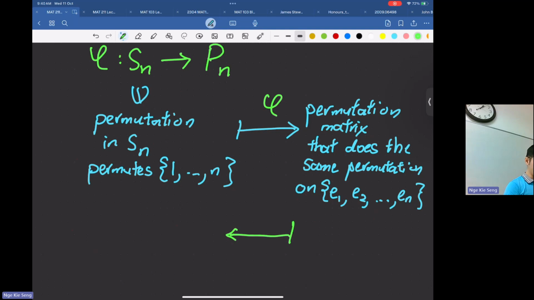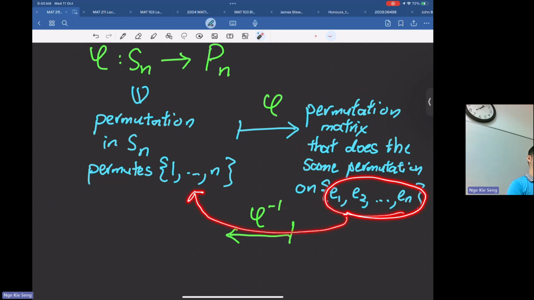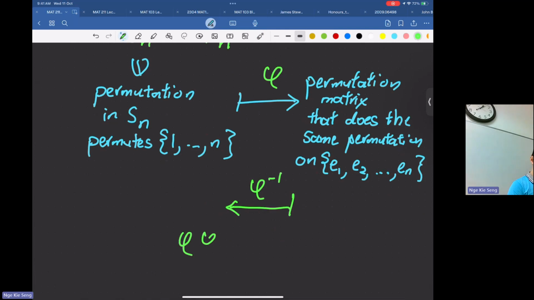Okay, we can go backward. We can produce the phi inverse. How do we go backward? Exactly the same. We start with a permutation matrix, and then we see how it permutes E1 up to En. And then we map it to a permutation in Sn that permutes 1 to n the same way. And then show that phi inverse phi is equal to identity and phi phi inverse is equal to identity.